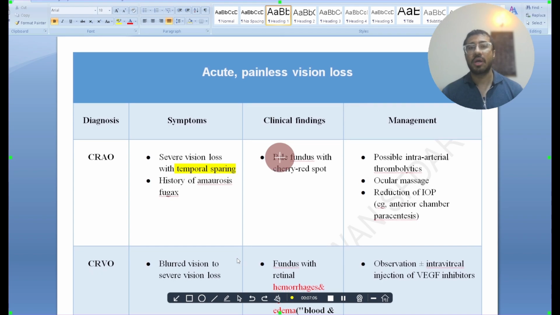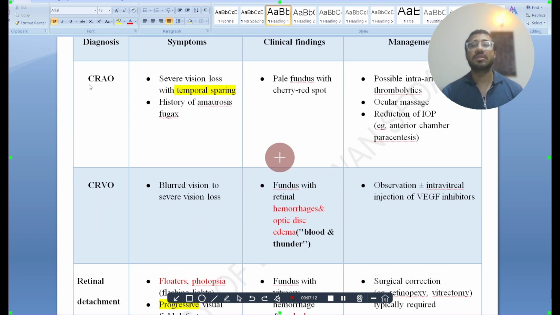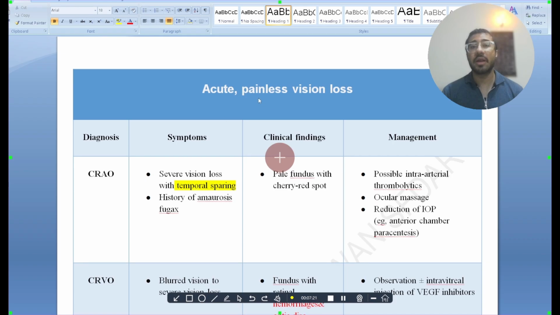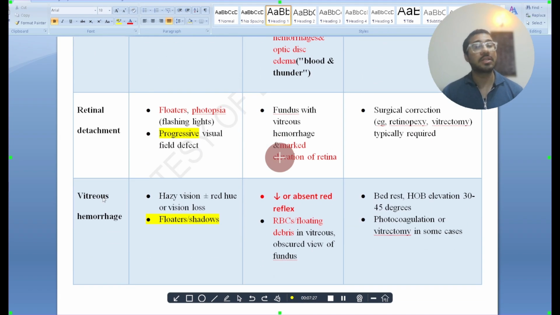So now we're gonna see all the reasons for acute painless vision loss. The first one is central retinal artery occlusion. The second one, central retinal vein occlusion. Artery or vein, any of them gets occluded, we get painless vision loss. Retinal detachment, that is also painless. Vitreous hemorrhage, that is also painless. So there are a few key differences in all of these. We're gonna just go over them and we'll give a read afterwards.